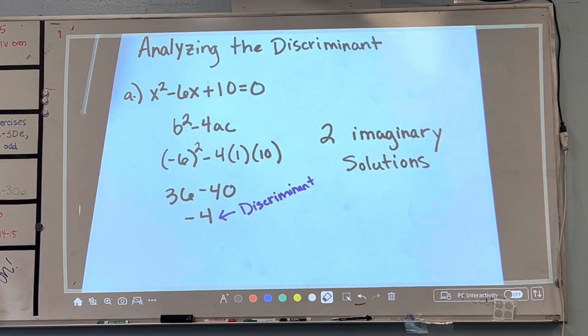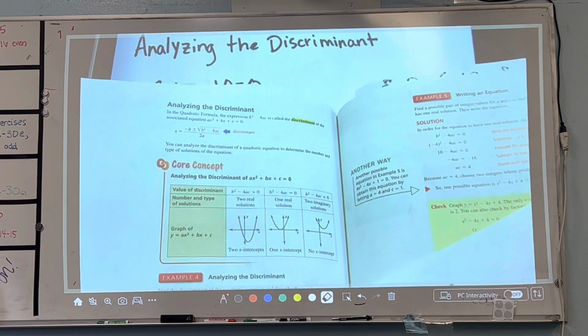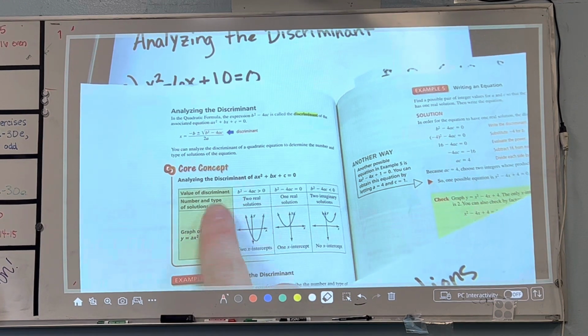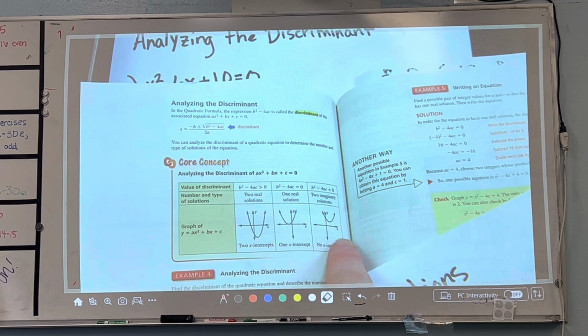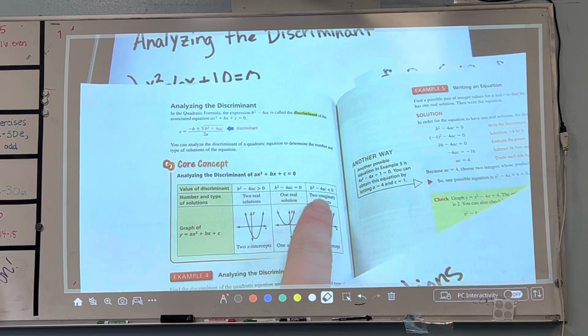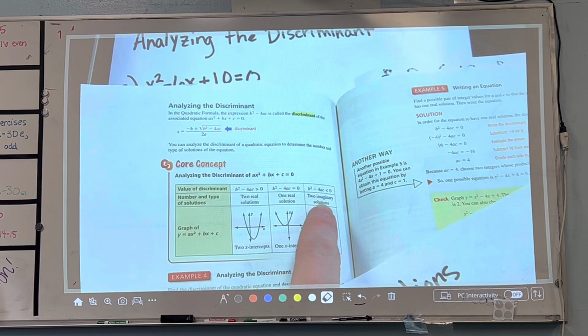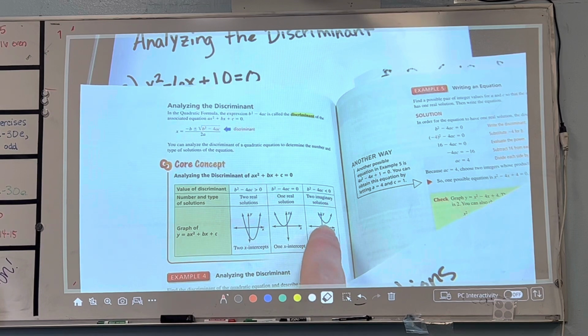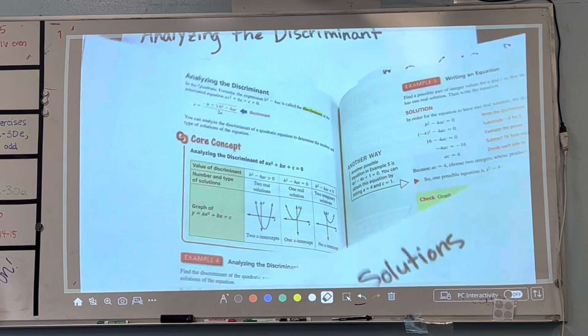So that's the discriminant, and then you can look at your little chart. There's also a chart in your book on page 176. If you didn't write it down, you also have this in your book. Our discriminant was less than 0. It was a negative number, so we have 2 imaginary solutions, meaning that it doesn't cross the x-axis.